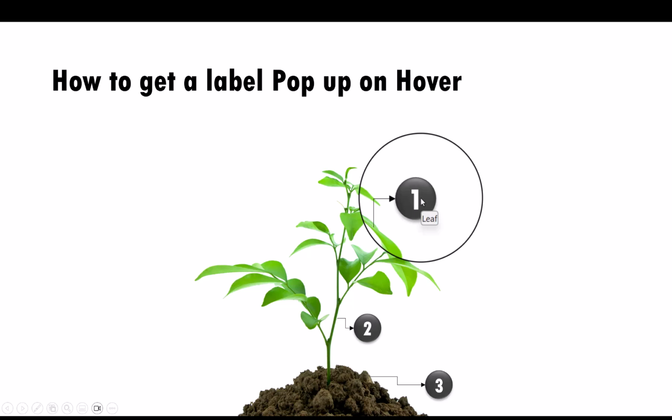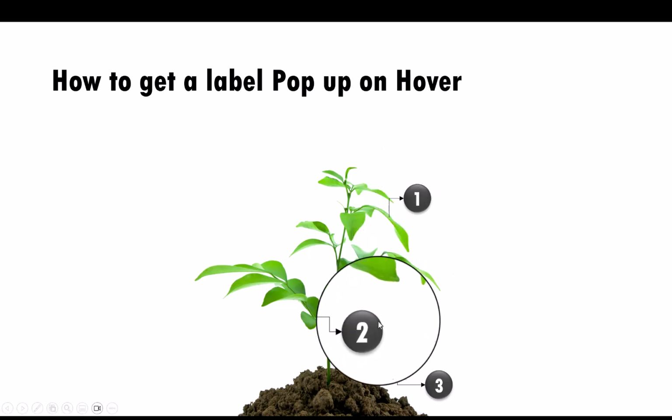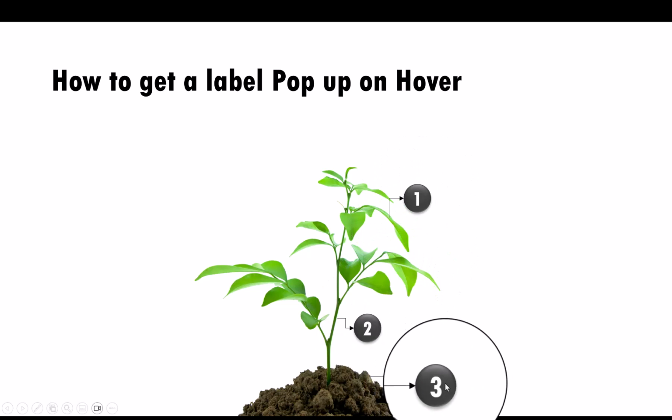Can you see here? It says leaf. Now when I take my cursor over to the next point, it says branch, and here it says soil. So it is very easy for the audience to get the label names of the individual parts in a diagram. Now, how do we achieve this?